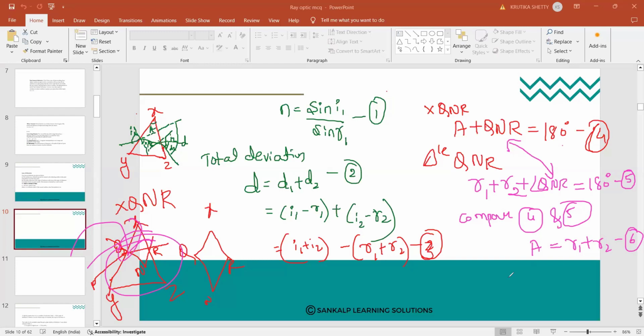Now, substitute equation 6 in equation 3, because equation 3 has R1 plus R2. Can you see it? Yes, so substituting 6 in 3, that becomes D is equal to I1 plus I2 minus A, equation 7. So please copy down till equation 7.